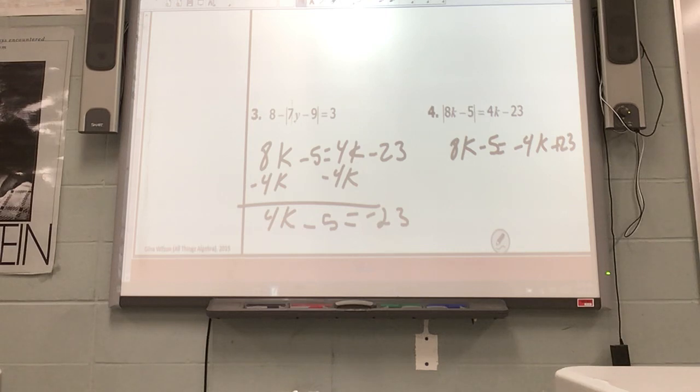Now they're adding the 5. So I got, we'll jump up here, 4k equals negative 18. Divided by 4. And I'm gonna leave that as an improper fraction, negative 9/2, which is negative 4.5, which is what y'all wrote. So y'all did good, right?